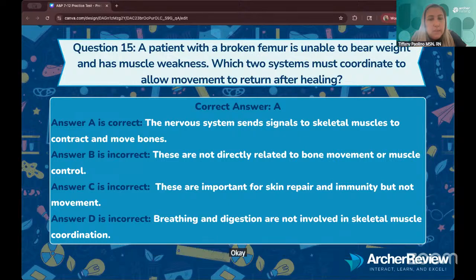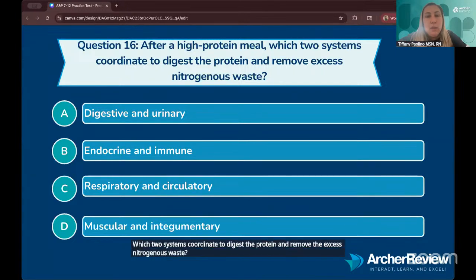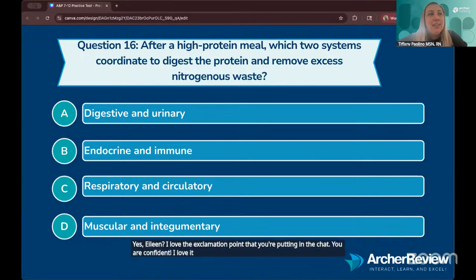Okay. And our last question today, after a high protein meal, which two systems coordinate to digest the protein and remove the excess nitrogenous waste? So, what two systems help digest protein and then remove the excess waste? Yes, Eileen. I love the exclamation point that you're putting in the chat. You are confident. I love it. Yes, Tanisha. Yes, Shova. Manur.